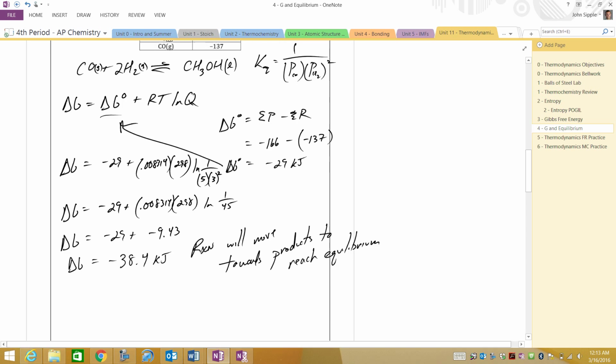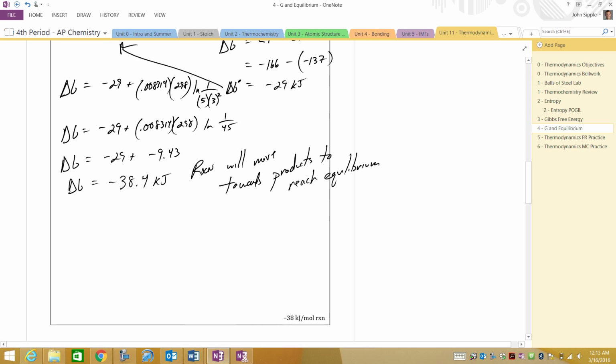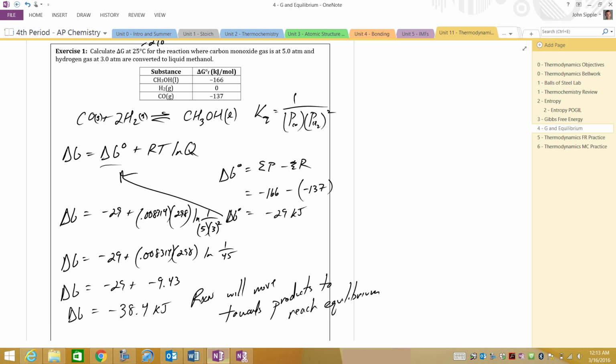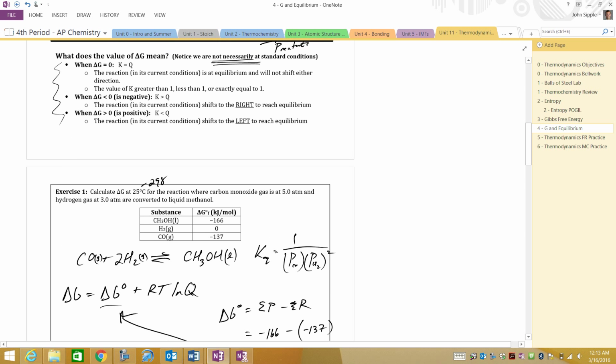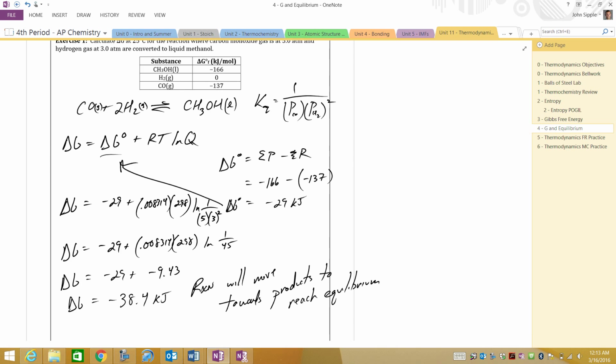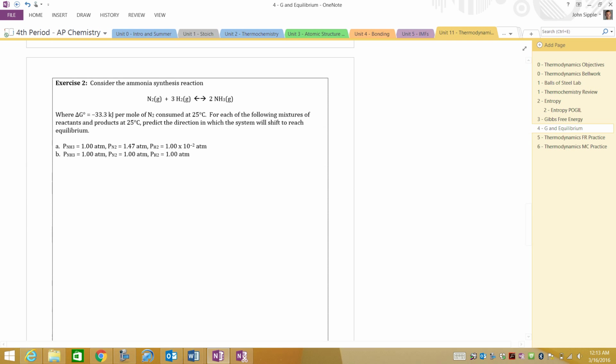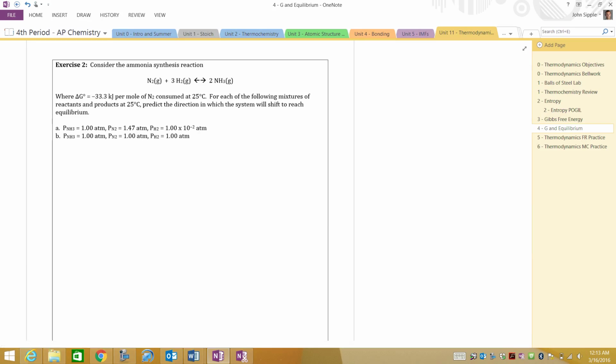Because we end up with a negative 38 there. Remember, on the front side, on that first page, when you find that delta G, it helps you decide which way the reaction is going to move to reach equilibrium, because ultimately we're comparing K and Q.